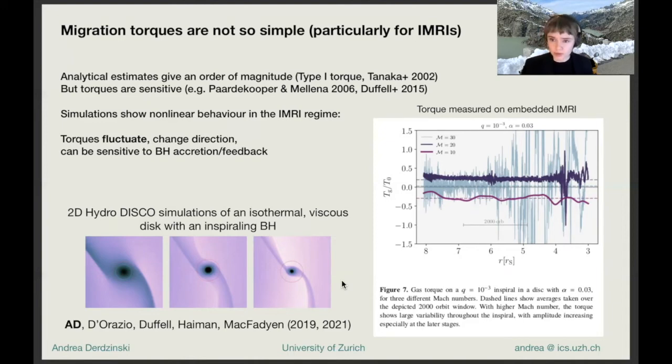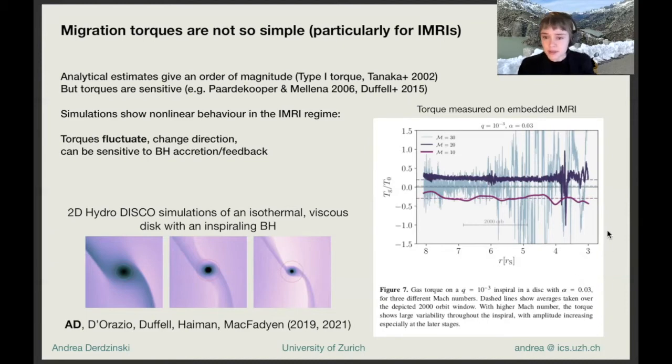And I'm only going to point out one regime here, and that is what happens when you decrease the thickness or aspect ratio of your disk from 1 to 10 to 1 to 30. It's a seemingly small change in the temperature of the disk, but it actually leads to very strong differences in the torque on an embedded IMRI. This is a mass ratio of 10 to the minus 3 here as well. And here I'm showing the gravitational torque exerted by the gas, normalized by a very great analytical estimate from Tanaka et al. 2002 as a function of the inspiral separation.